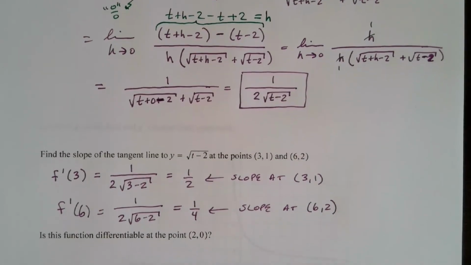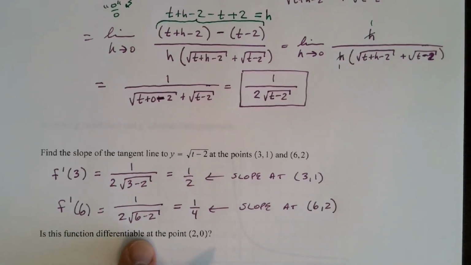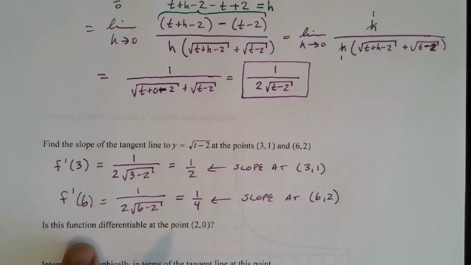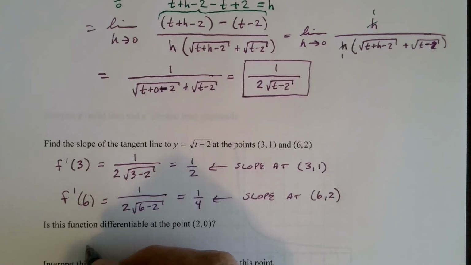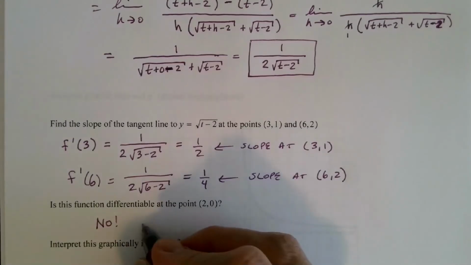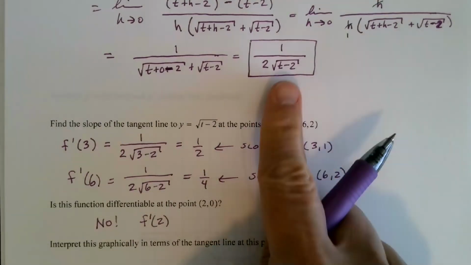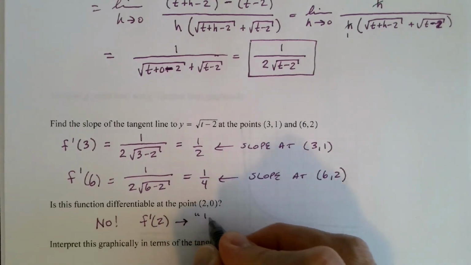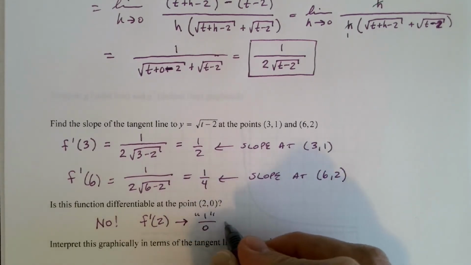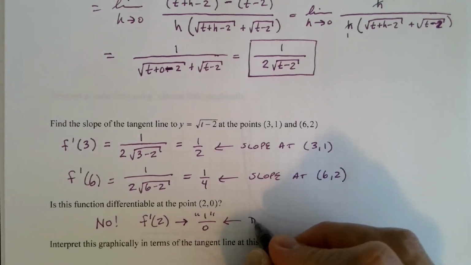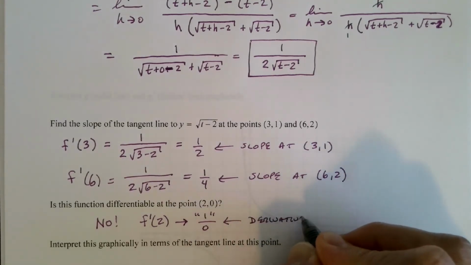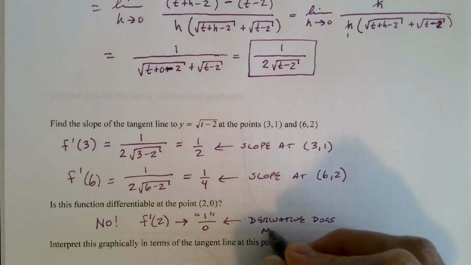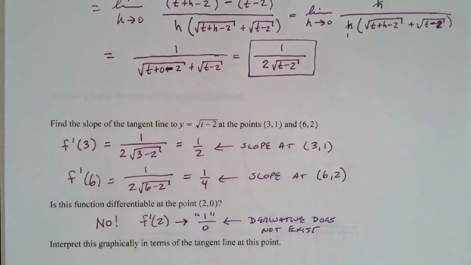Is the function differentiable? Oh my goodness, what's that mean? We just talked about it. Differentiable means what? The derivative exists. Is the function differentiable at the point (2, 0)? Well, that's when t is 2. Well, the answer is no, it's not differentiable, because f prime of 2 is what? If I plug in t equal 2, what happens? Division by 0, right? F prime of 2 is 1 divided by 0. That's undefined, right? So the derivative does not exist. That limit is not going to exist as a finite number.